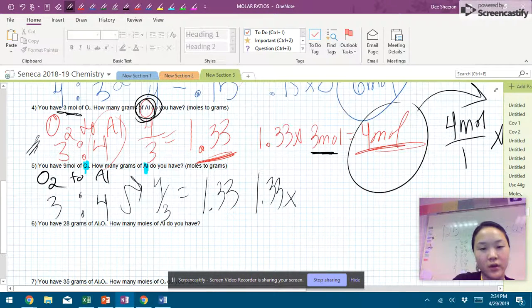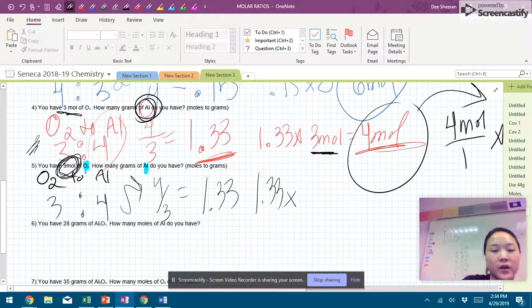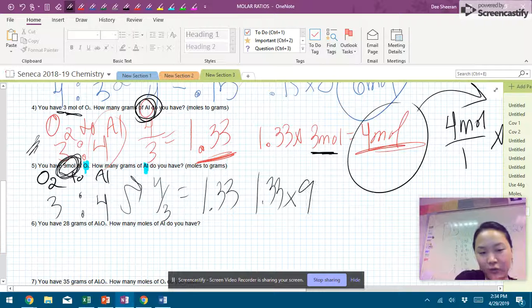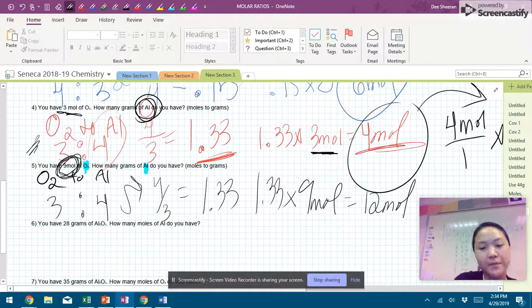3 moles. Not 3 moles, sorry, that's from up here. We're not multiplying by 3 moles. 1.33 times 9 moles. I got it from right over here. We can see on my screen. And times 9 moles. And that should equal about 12 moles. Okay? So 12 moles is not my final answer. You now must convert that moles to grams using the molar mass of Al.